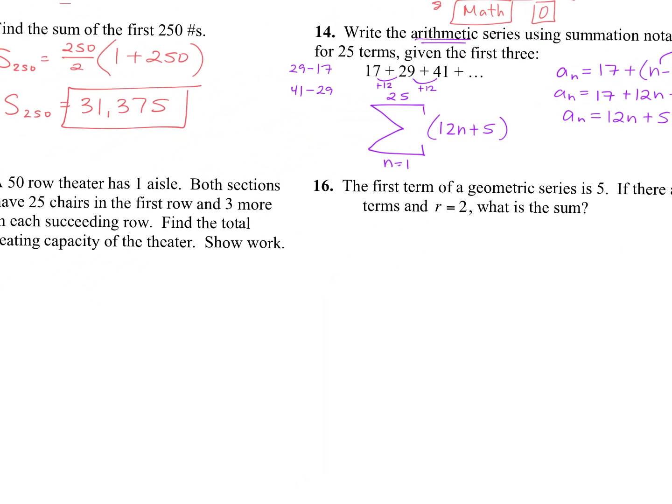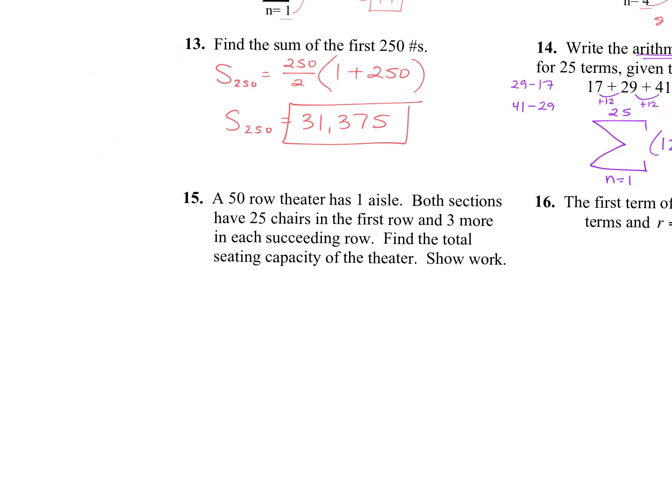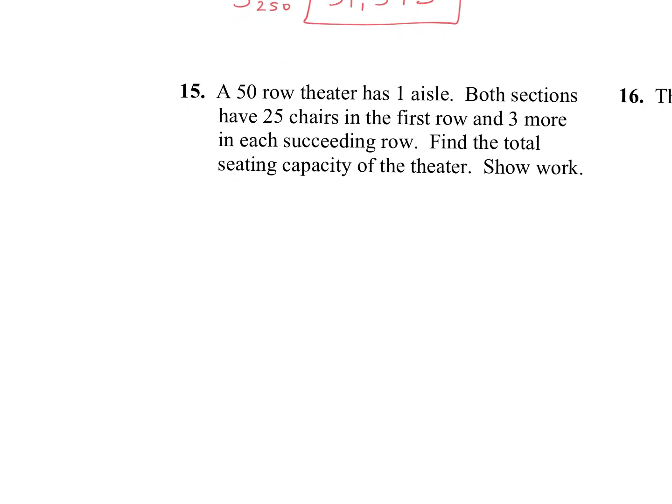Okay, number 15. This one, I'm going to leave some room off to the side here because I want to write down kind of a picture for you. It says a 50-row theater has one aisle. So think about the theater has an aisle here and then all the seats on both sides. Both sections have 25 chairs in the first row. So there's 25 chairs in this row and 25 chairs in this row, and 3 more in each succeeding row.